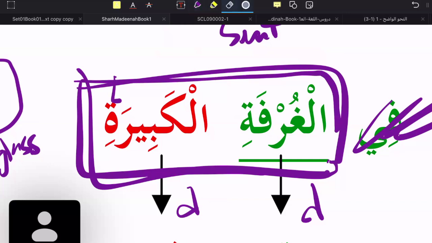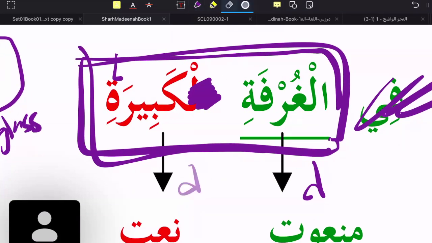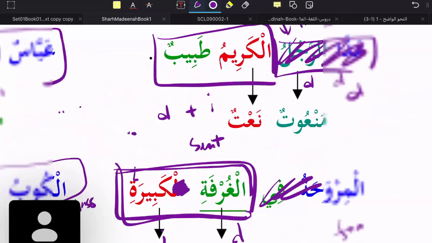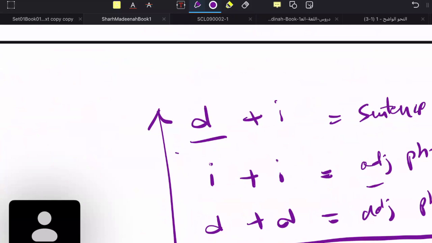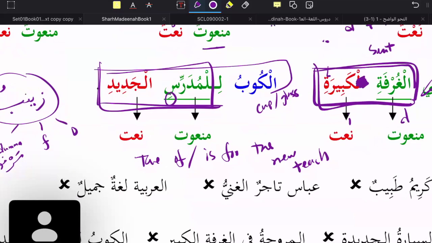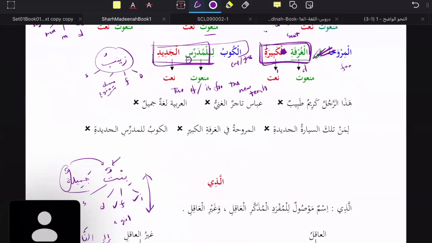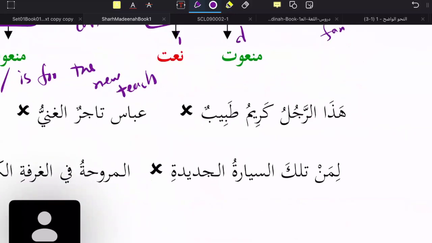But what would happen if I remove this alif lam from here? Now the first one is definite and the second one is indefinite. Now it becomes what? It becomes a sentence. Okay, so this one is pretty tricky. So be careful with this thing, otherwise you will translate wrong. Now, makes sense? So he's giving you a little bit more examples.